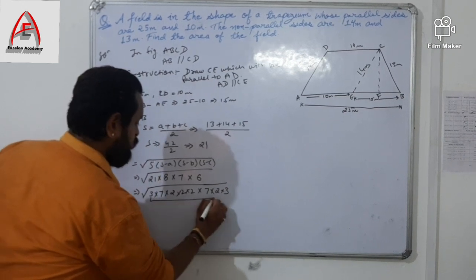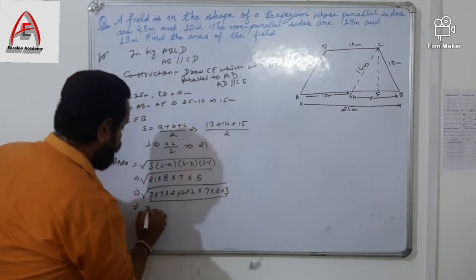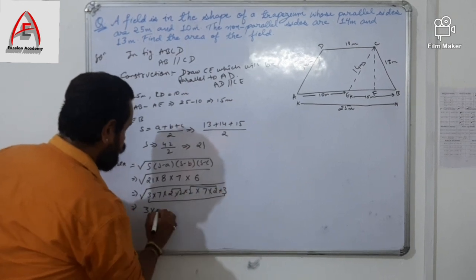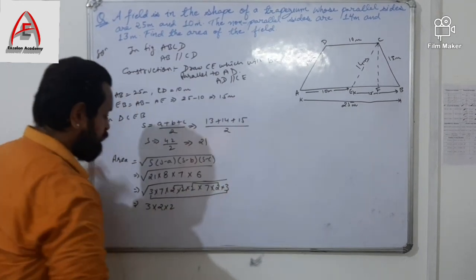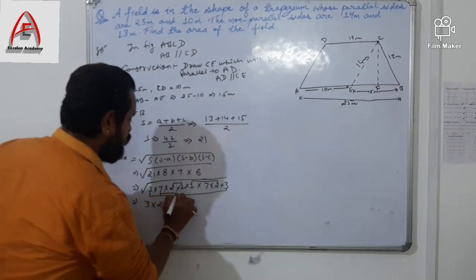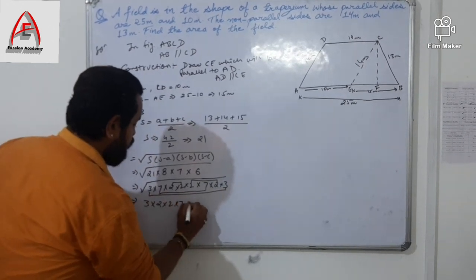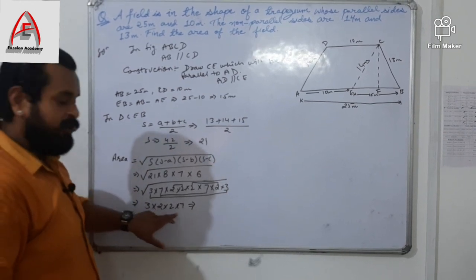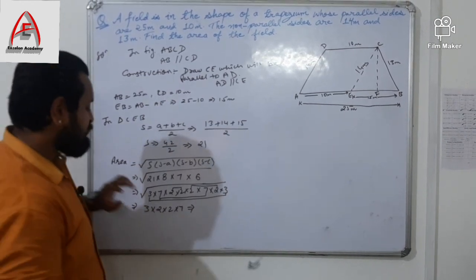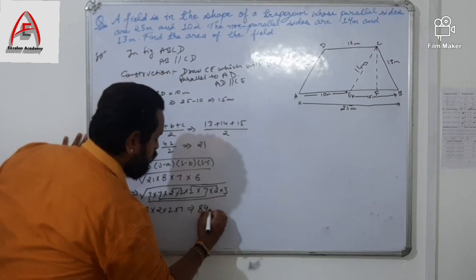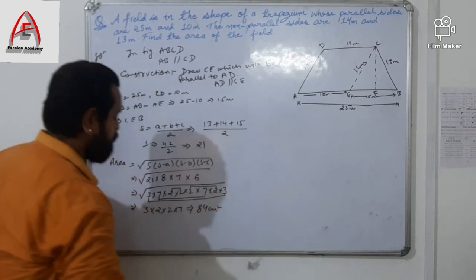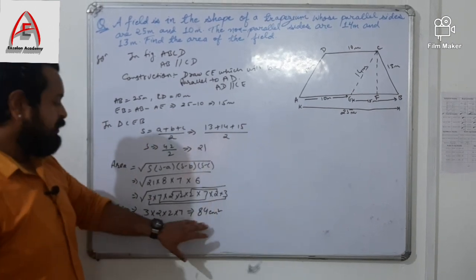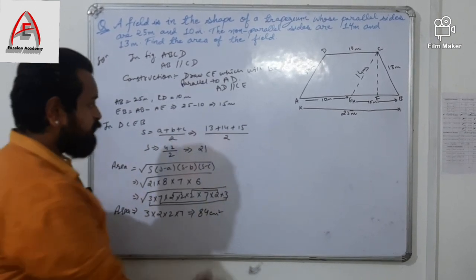Now from the pair of 3, one 3 will come out. From the pair of 2, there are 2 pairs of 2, so 2 times 2 will come out. And from the pair of 7, one 7 will come out. This will give 3 2s are 6 and 14. So 6 2s are 12, 12 7s are 84 centimeter square. So this is the area of the triangle. Here we have only the area of the triangle.